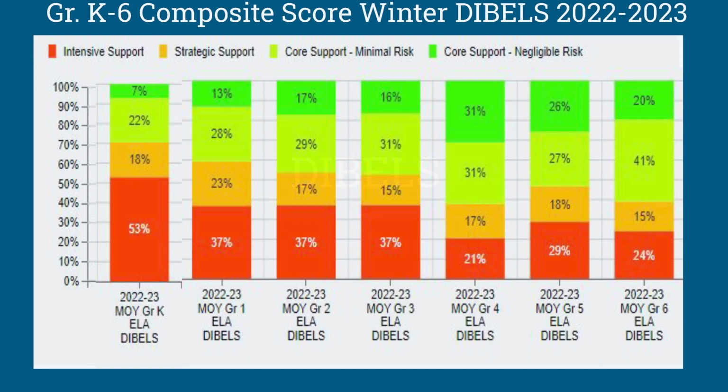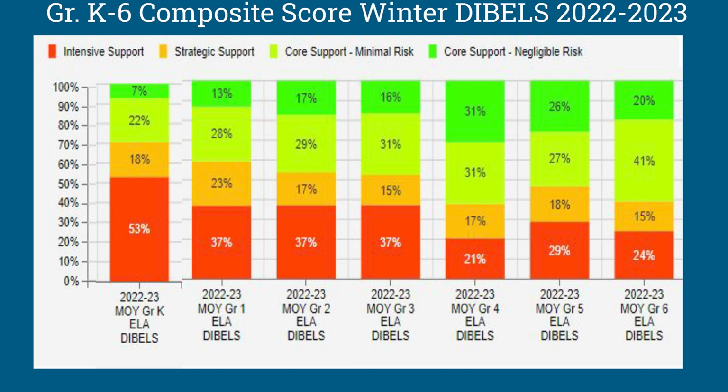So the first thing we're going to take a look at is DIBELS. This is our composite score across the board for every grade, K through 6th. Up here, it looks yellow. The yellow is actually green on the slides. So I will combine the yellow and the green, because the dark green is the core plus, and the yellow, if you will, or light green is core, meaning those are the students that are on level.